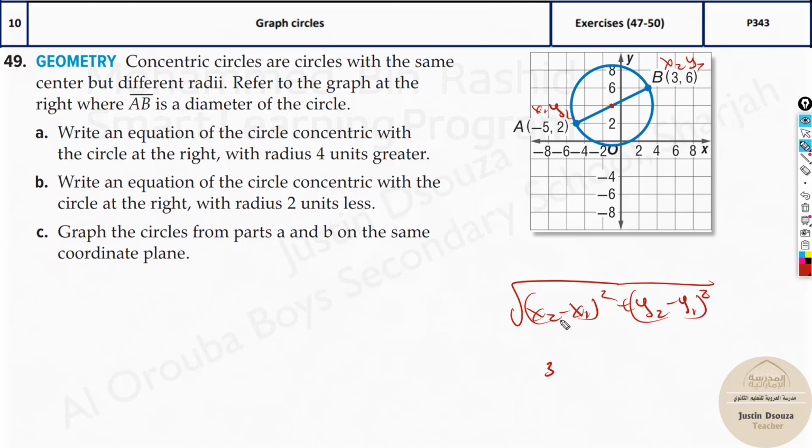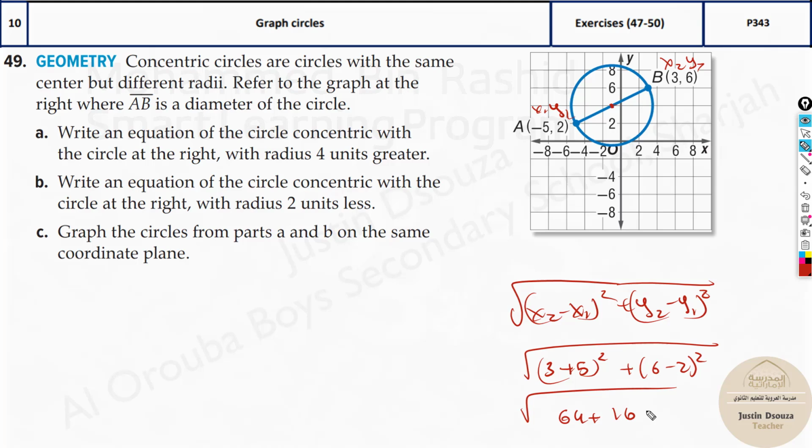I'll do it. 3 minus of minus 5 will be plus 5 the whole square plus 6 minus 2 the whole square, square root of this. Put it in the calculator directly, you'll get the answer. It's 8 square is 64 plus 4 square is 16. It will be 80, square root 80 is the answer. This is the diameter. Now what is the radius? Square root 80 divided by 2 is the radius, half of it. Because the distance is the diameter, half of it is the radius.